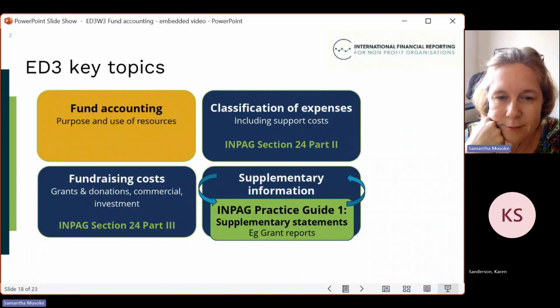Fund accounting is one of the key concepts in INPAG. Having separate funds enables NPOs to track the receipt and use of resources according to their intended use. It also means that balances on funds carried between financial reporting periods can be shown. Fund accounting is essential for the transparency and accountability for an NPO's funds.